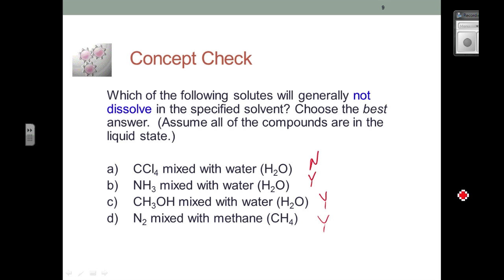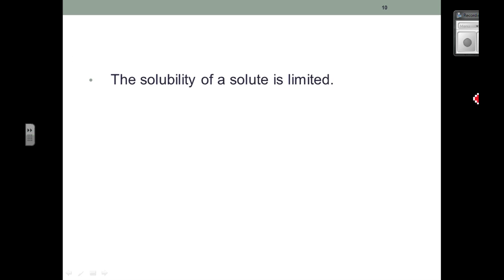Good. Two, they're both non-polar. And also, if you take a look, those are both gases, right? N2 and CH4, those are both gases. And what's an assumption about gases in a container? They evenly mix. Good.